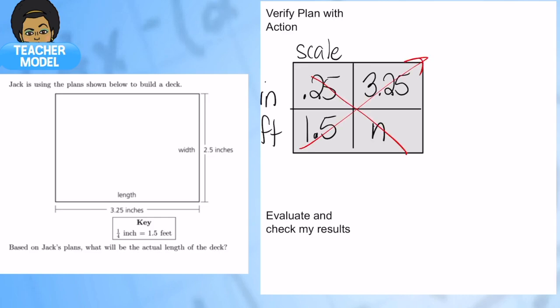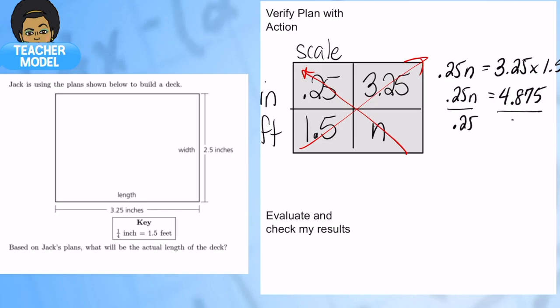So let's cross multiply. And we have 25 hundredths times the number is equal to 3 25 hundredths times 1 5/10. We're going to simplify this one on the right. And this is just using my calculator. This is the number you would get for an 875 thousandths. Now we're going to simplify by 25 hundredths on both ends. And that means n is equal to 19 5/10. Let's put it into context. 19 5/10 feet.